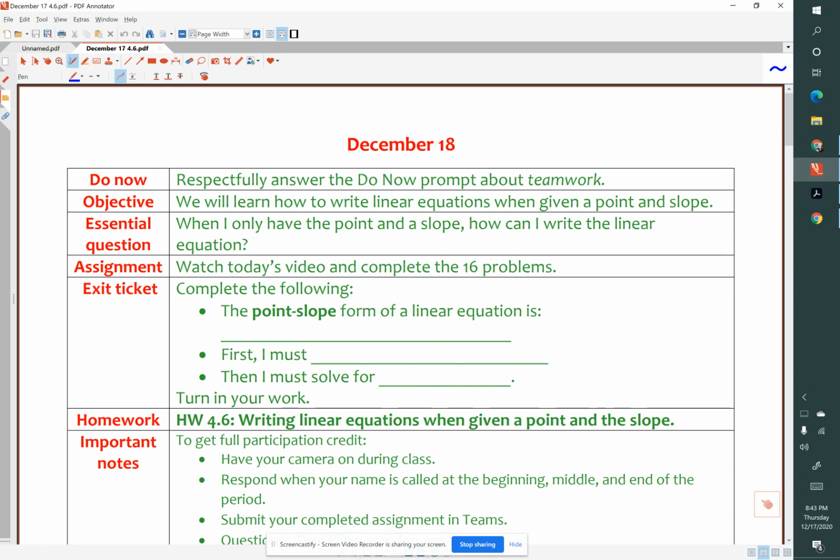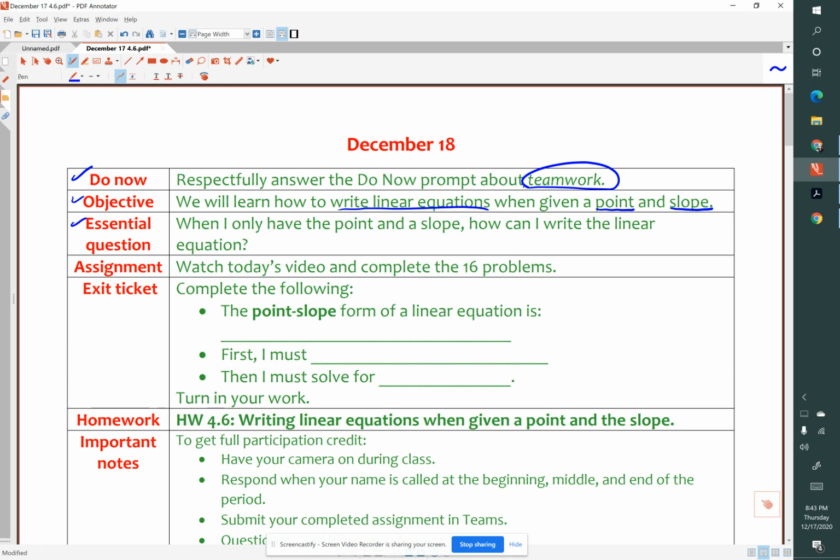So let's get started. Today we're going to be writing linear equations given a point and a slope. First we'll have our do now question, which is a question about teamwork that we can talk about. Our objective, as I mentioned, will be to learn to write linear equations when we are given a point and a slope. Remember, all of this, what we're talking about in algebra, is linear equations, equations of lines.